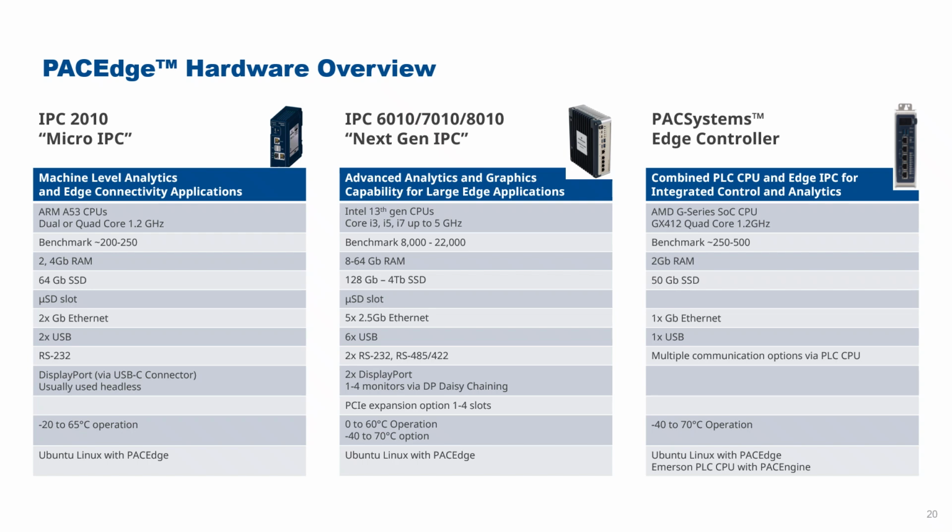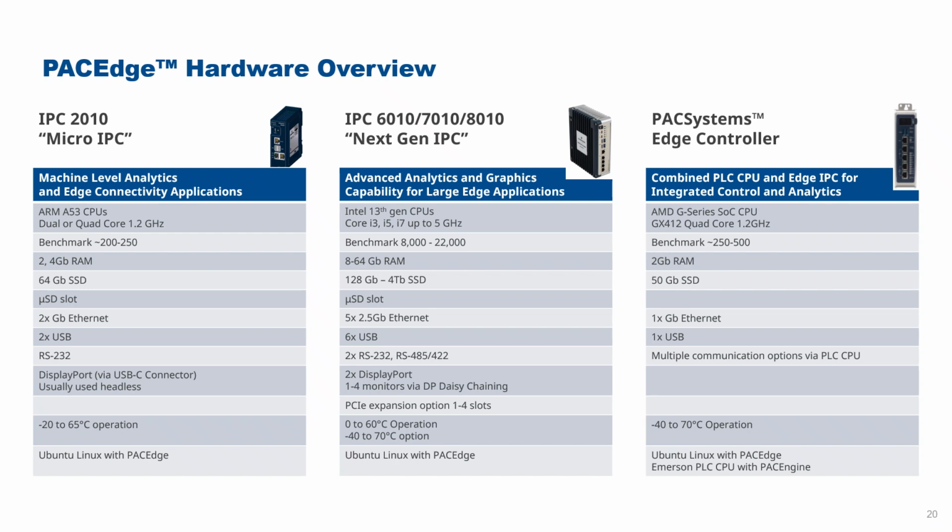With the A53 CPUs, this has got a benchmark between 200 and 250, which isn't very much, but it's perfectly adequate for, again, these data gateway and the sort of data collection type applications. Potentially it could run analytics as well, but it would depend on how sophisticated and complex your analytics model is as to whether this would be capable. So we've got 2 or 4 gigabytes of RAM, depending on the dual or quad core CPU. We've got 64 gigabytes of storage using an SSD. There is also an optional micro SD card in the micro SD slot if you wanted to expand memory.